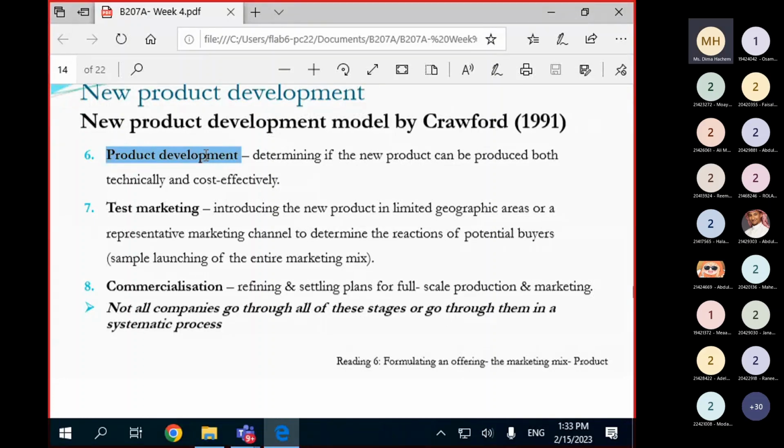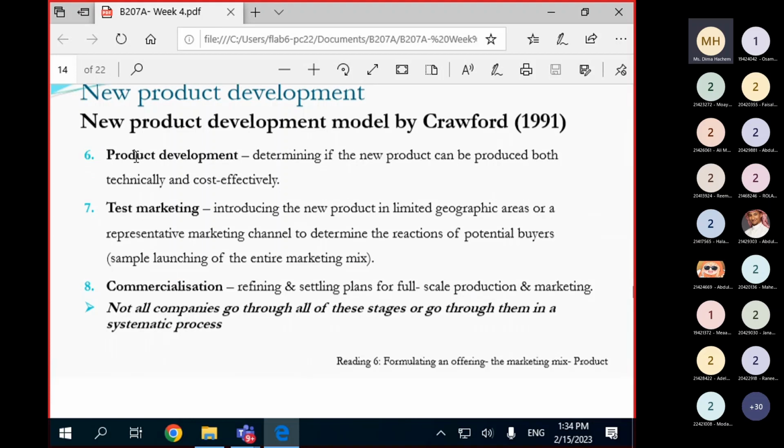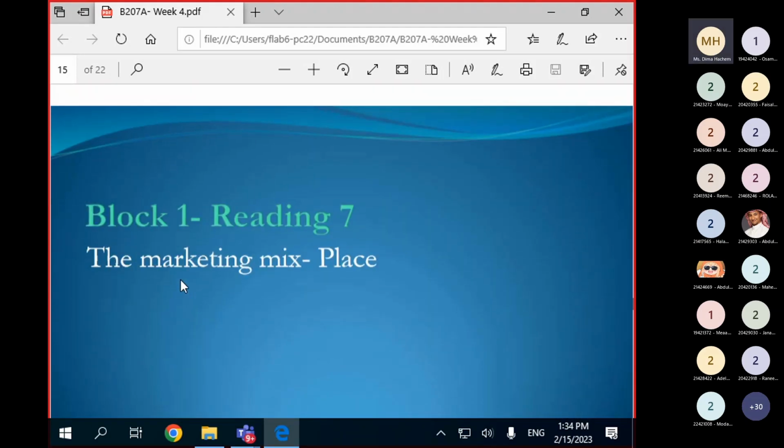So you develop it, actually you make it. Oh, sorry, maybe here, number 5, you don't send it to the market, but you study the market actually, okay? So you study the market here, you do the business analysis, and then you develop the product. If your previous analysis gives you the green light, okay, you test it in the market, and then finally you commercialize it. So you make it commercial to everyone. Okay, any questions?